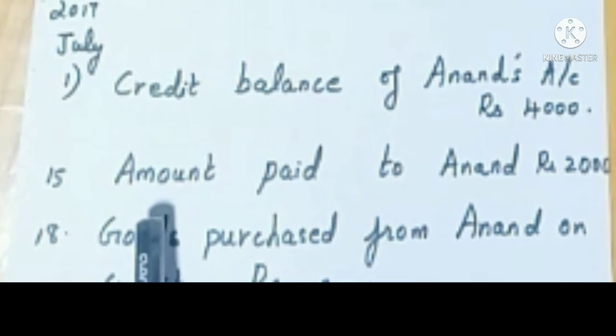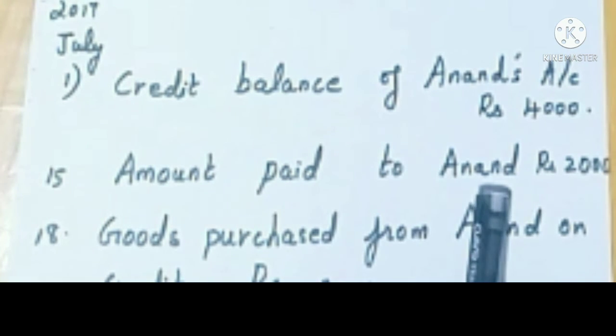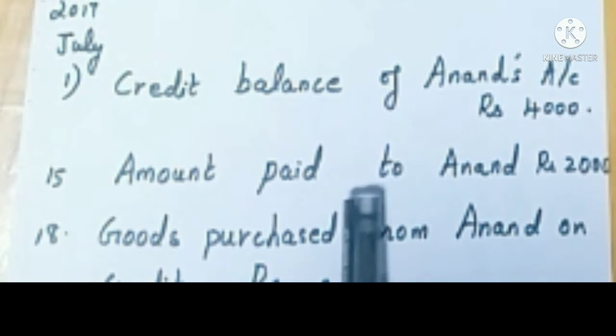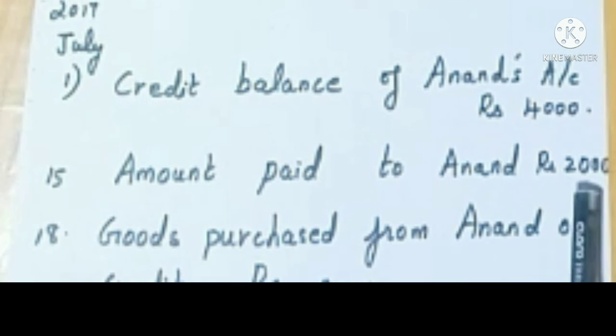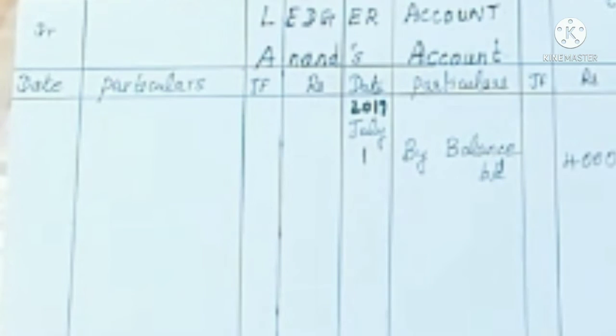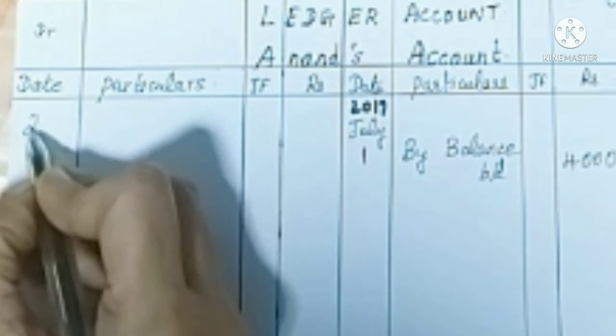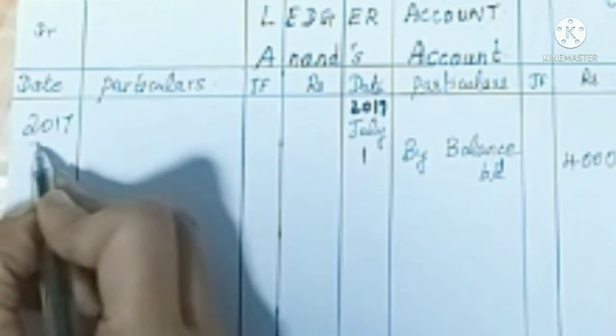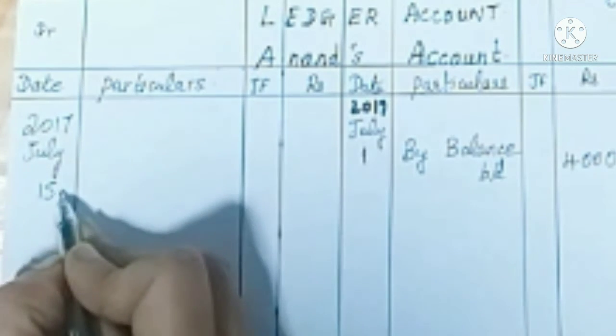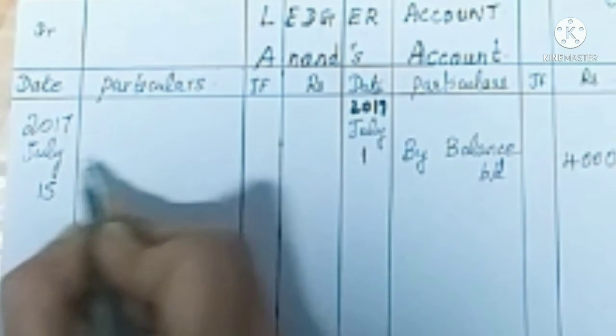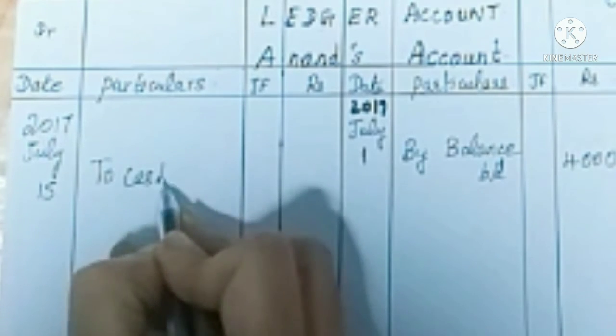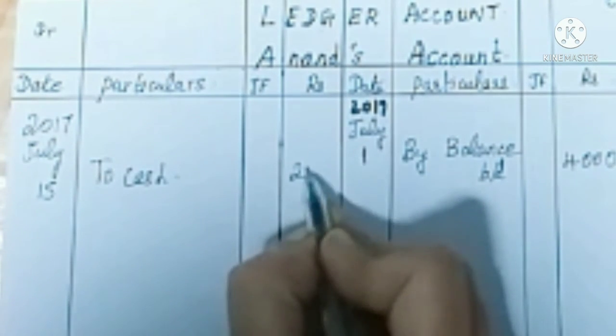Next one is amount paid to Anand rupees 2,000. So the entry is Anand's account debit to cash account. Here Anand's account is debited. So we are going to write it on the debit side, to cash account rupees 2,000. 2017 July 15th is the date of the transaction. To cash rupees 2,000.